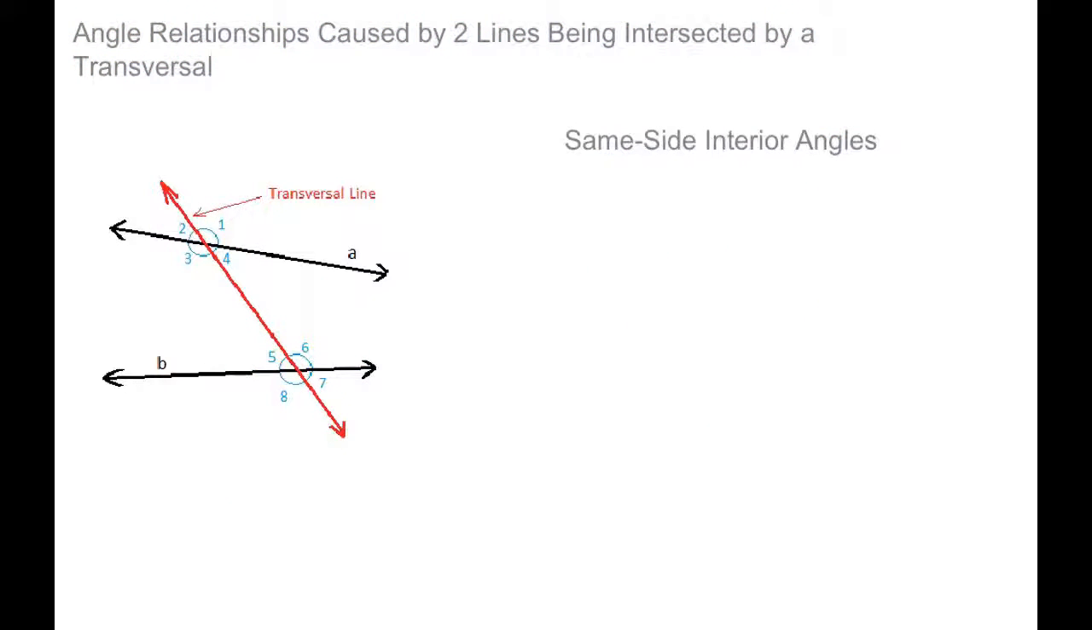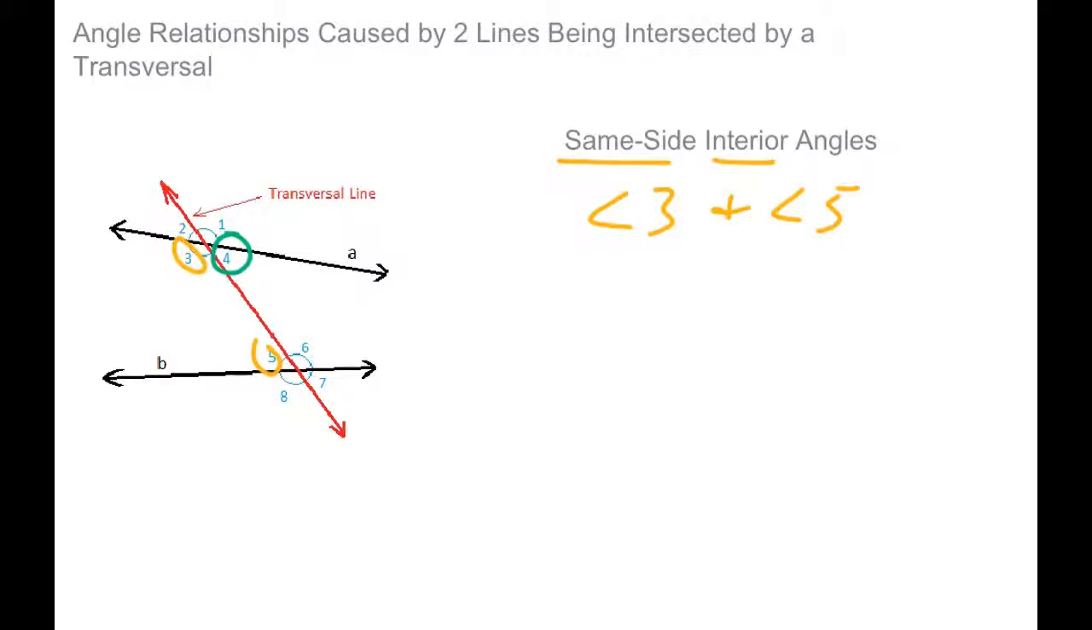All right, now we have same side interior. We know what interior means. That would be angles 3, 4, 5, and 6. Same side. If alternate means on different sides of the transversal, same side means on the same side. So angles 3 and angle 5, they're both on the left side of the transversal, and they're both interior. So angle 3 and angle 5 are same side interior.